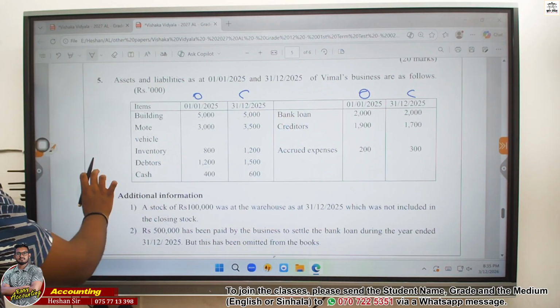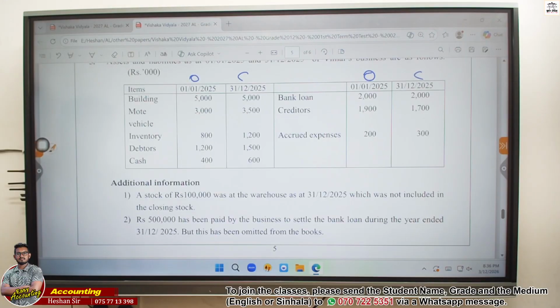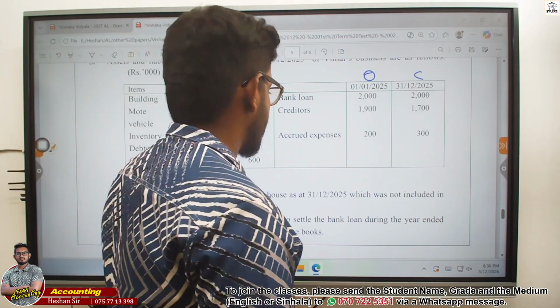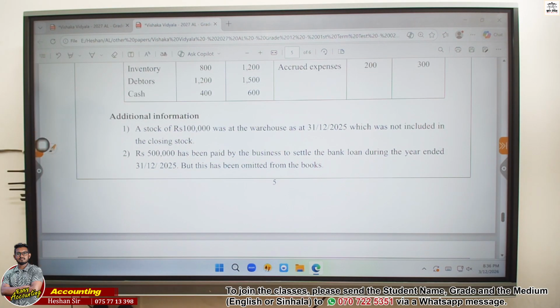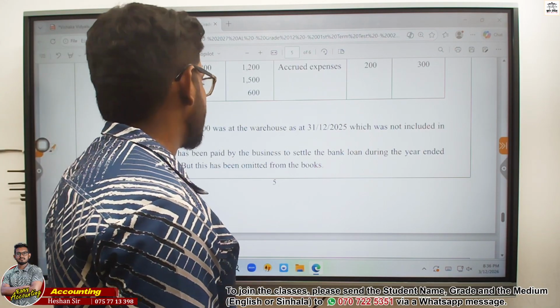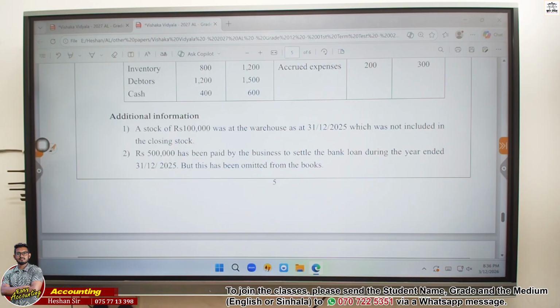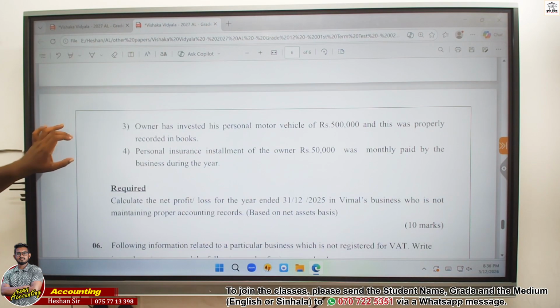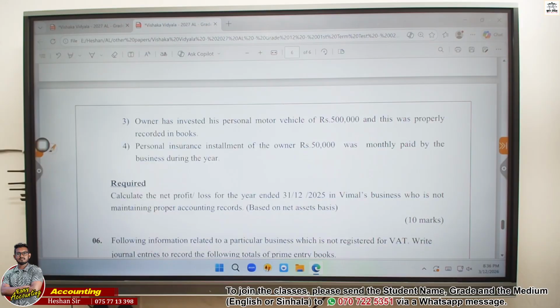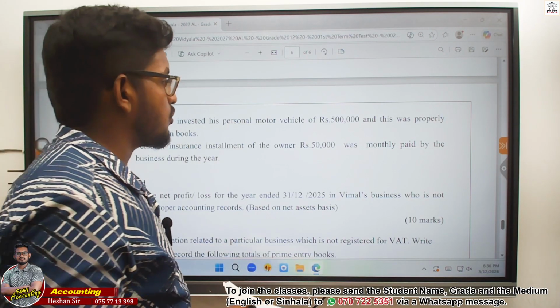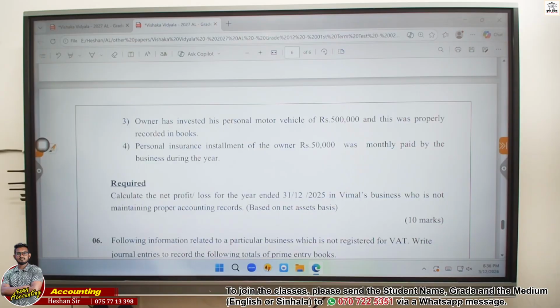They have given you the additional information as well. Stocks of 100,000 was at the warehouse as at 31st March 2025, which was not included in the closing stocks. 500,000 has been paid by the business to settle the bank loan during the year ended 31st of March 25, but this has been omitted from the books. Owner has invested his personal motor vehicle, 500,000. This was properly recorded in the books. Personal insurance installment of the owner, 50,000, was paid monthly by the business during the year.